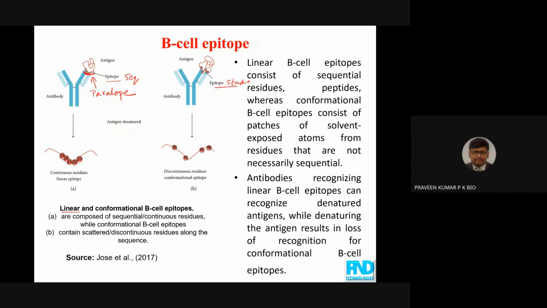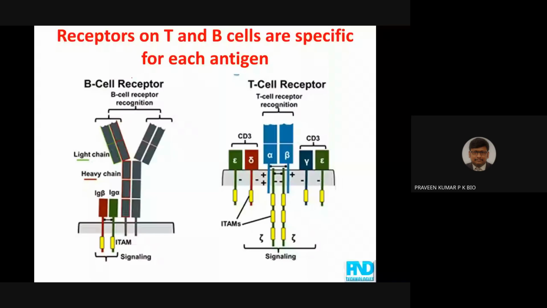Now let me go ahead further with a few practical examples. Then only you can understand better. We also have differences in the structure of the B cell receptor and the T cell receptor. The T cell receptor, whatever we see here as alpha and beta, will be like this.